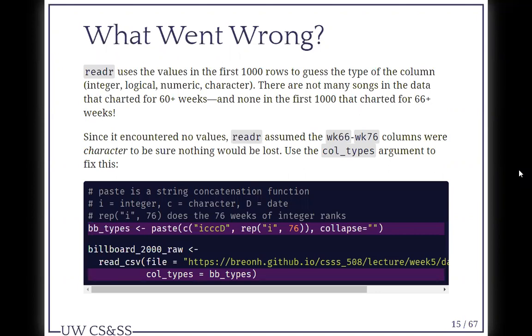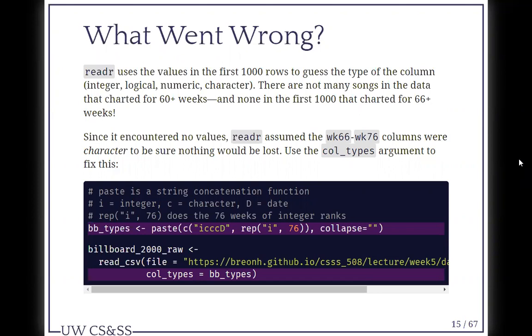Since it encountered no values, reader assumed that the week 66 through week 76 columns were character, to be sure that nothing would be lost. Use the col_types argument to fix this. And you can manually specify what you know a column to be, even if it's past the 1,000 rows.